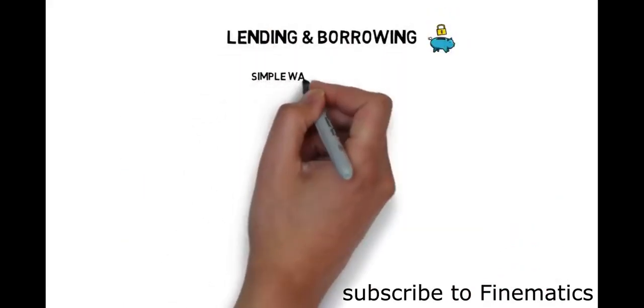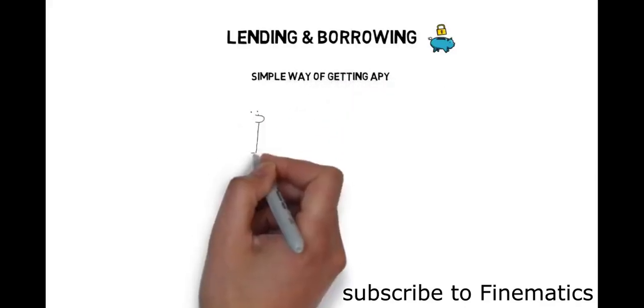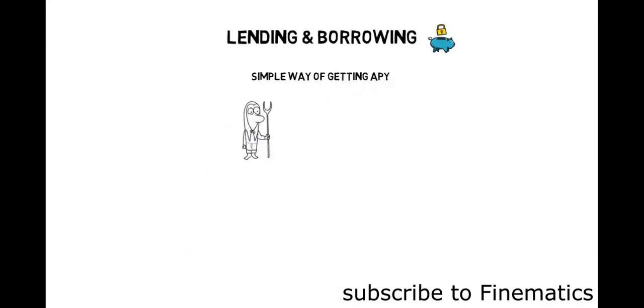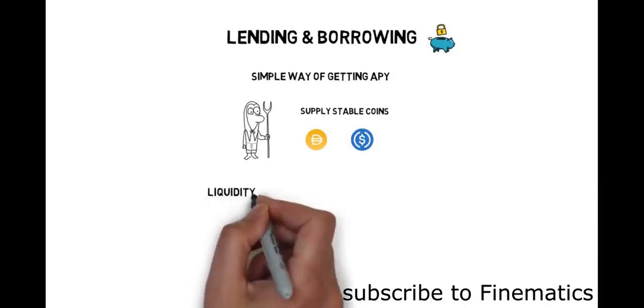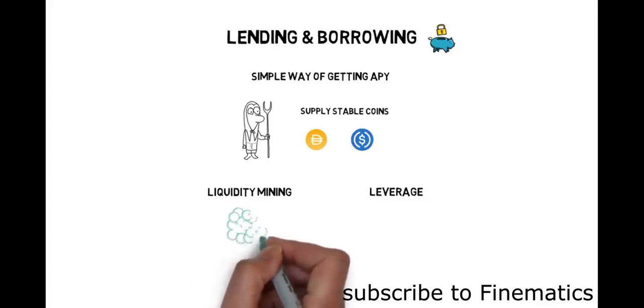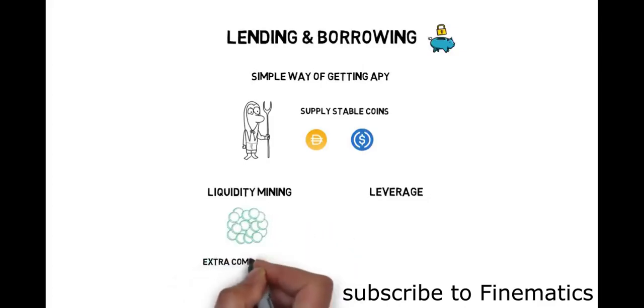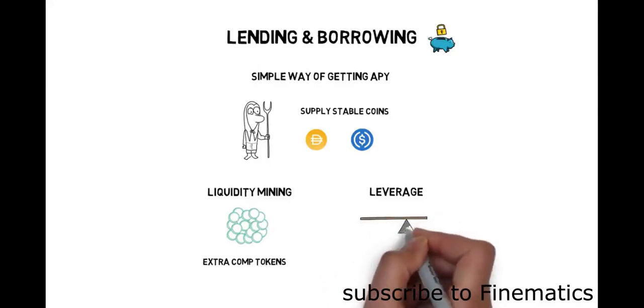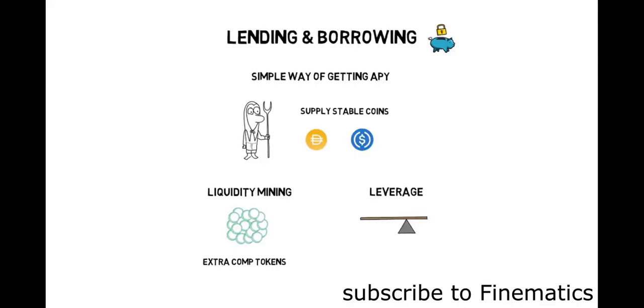A fairly simple way of getting APY on your capital. Farmers can, for example, supply stable coins such as DAI or USDC on one of the lending platforms and start getting a return on their capital. Liquidity mining and leverage can supercharge that. For example, farmers can get rewarded with extra comp tokens for lending and borrowing on Compound. They can also borrow funds with their collateral to buy even more coins. This comes, of course, with a risk of potential liquidations.